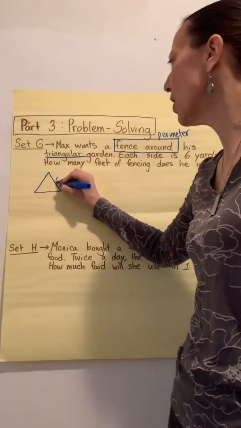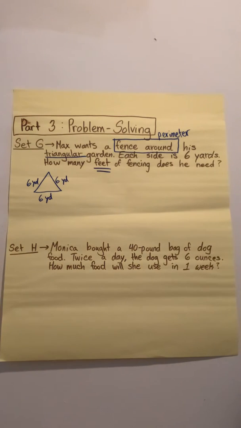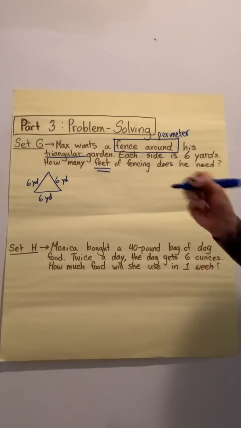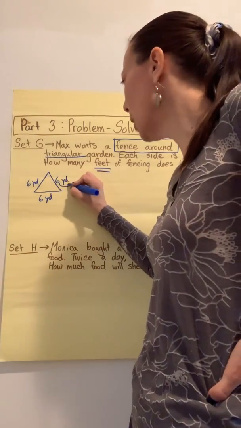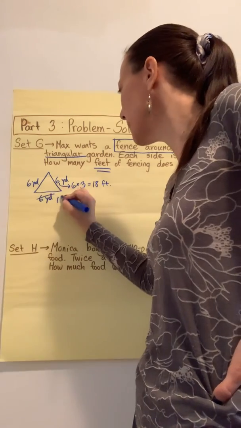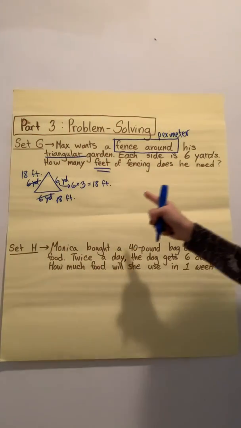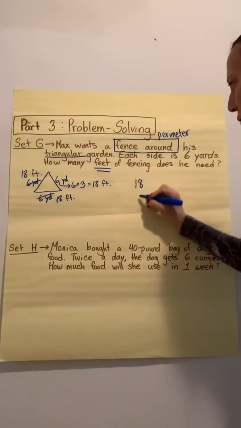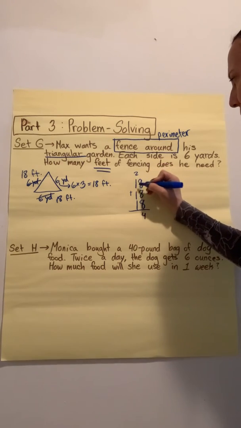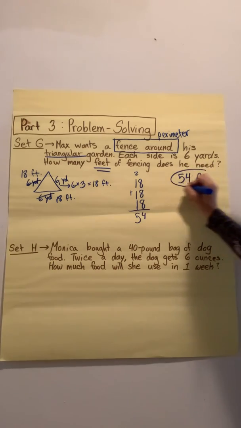Each side is 6 yards. But the question asks me how many feet does he need? So again, I just need to know my conversions. There are 3 feet in a yard. And feet are smaller, so I need to multiply. So each side is going to be 18 feet. So to find out how many feet he needs to go all the way around the outside, I'm going to do 18 plus 18 plus 18. 3 eights is 24. 2, 3, 4, 5. So he needs 54 feet of fencing.